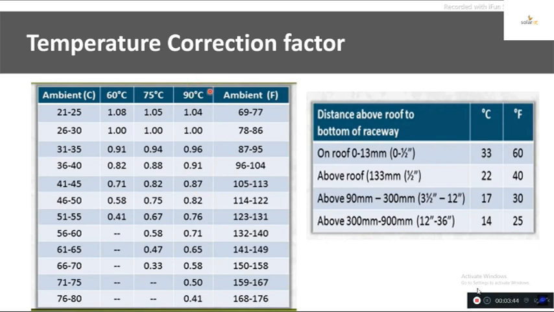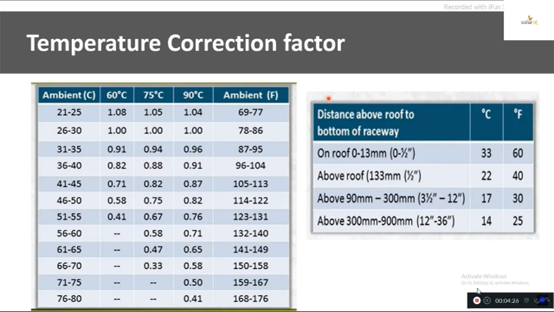As I said earlier, the temperature leads to variation in the current carrying capacity of the cable. If the temperature is around 26 to 30 degrees Celsius, there is no change in the current carrying capacity. But as you go above 30 degrees Celsius, the capacity decreases, whereas below 25 degrees Celsius it increases a bit.